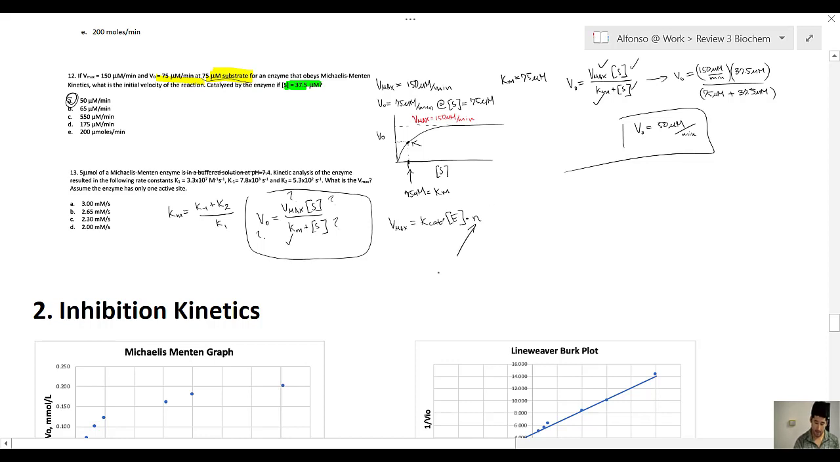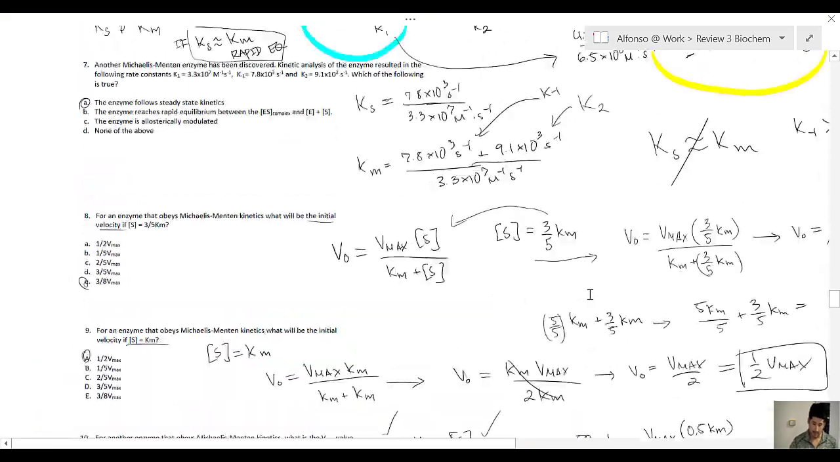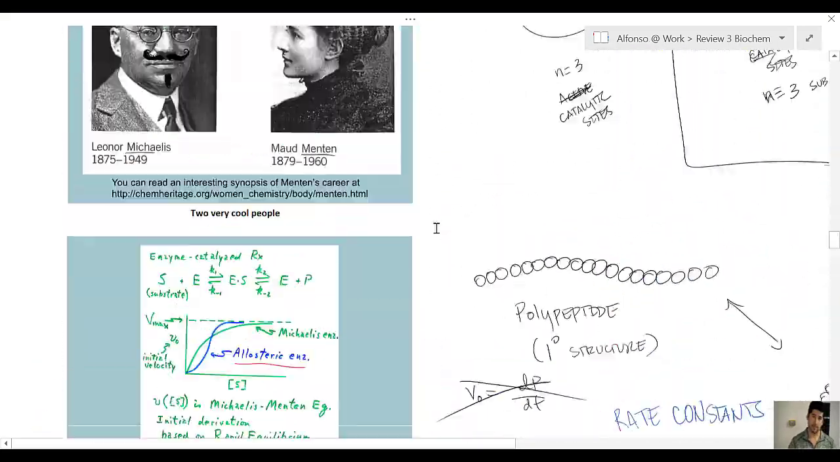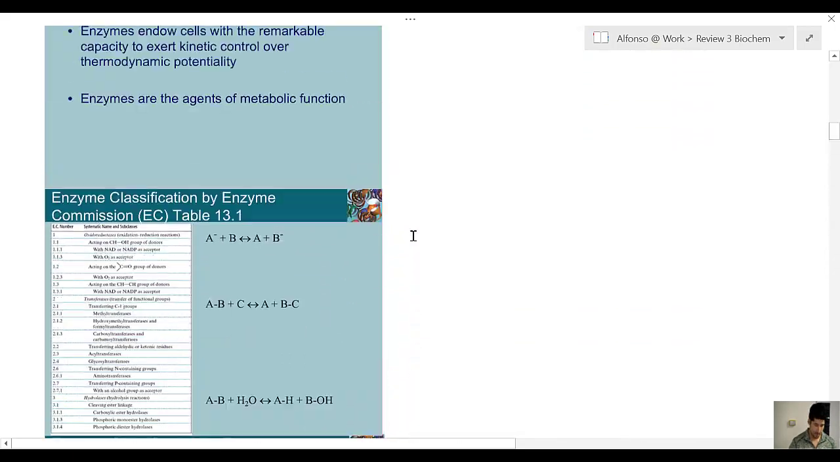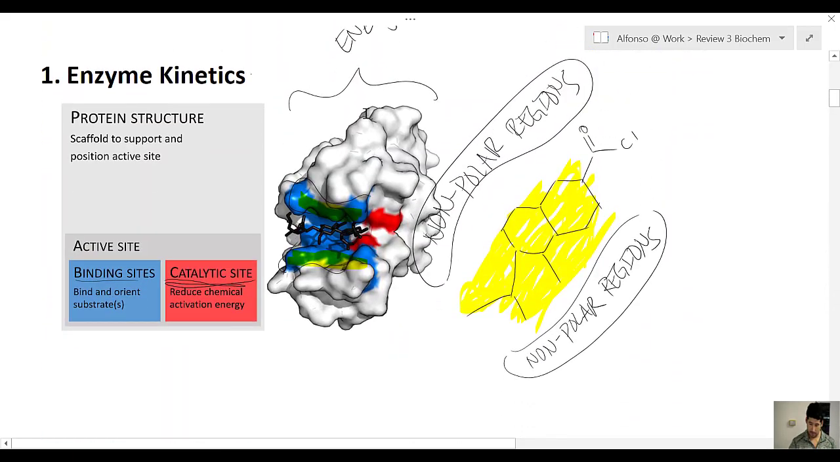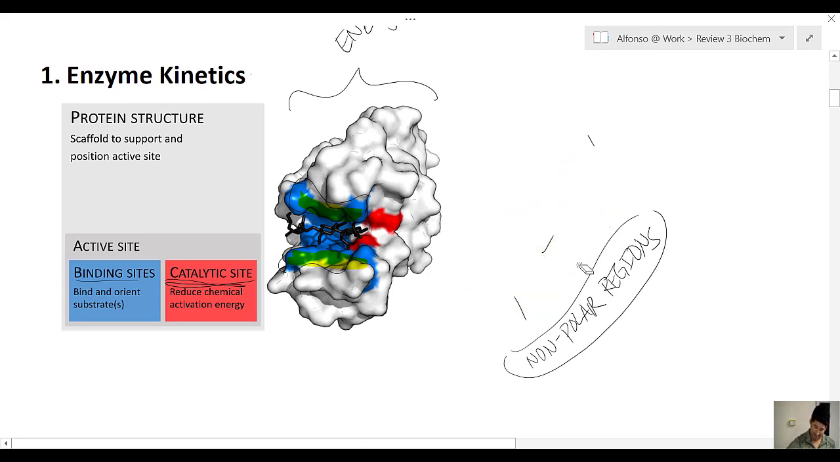Vmax is equal to Kcat times the enzyme concentration times the number of active sites. So N is the number of active sites. And for those of you who don't know what an active site is, it's the part of the enzyme that actually catalyzes the reaction.